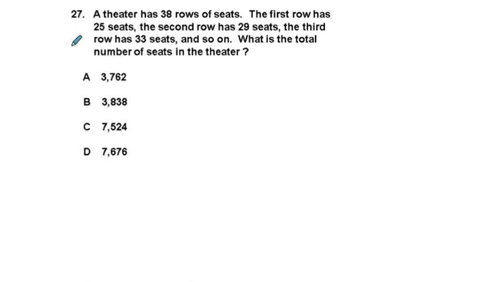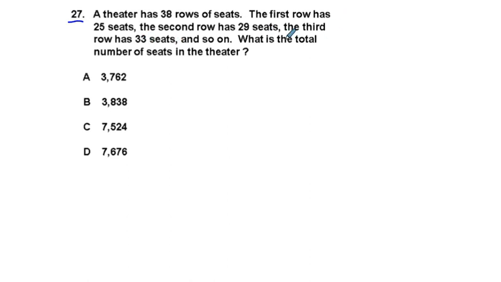Precalculus Fall 2019 ACP Preview, Problem 27. This is a classic arithmetic series problem. A theater has 38 rows of seats. The first row has 25 seats, the second row has 29 seats, the third row has 33 seats, and so on.